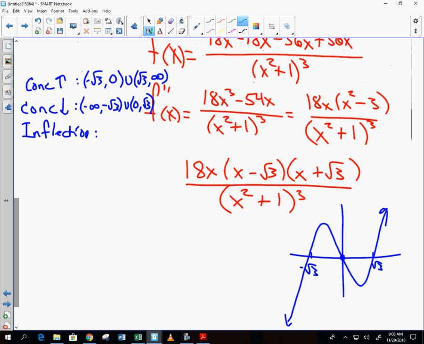When does inflection occur? Yeah, and what I'm going to do is I'm going to actually list it as a coordinate because I'm going to make a graph out of this one. The inflection will occur at an x value of negative root of 3, an x value of 0, and an x value of the root of 3.